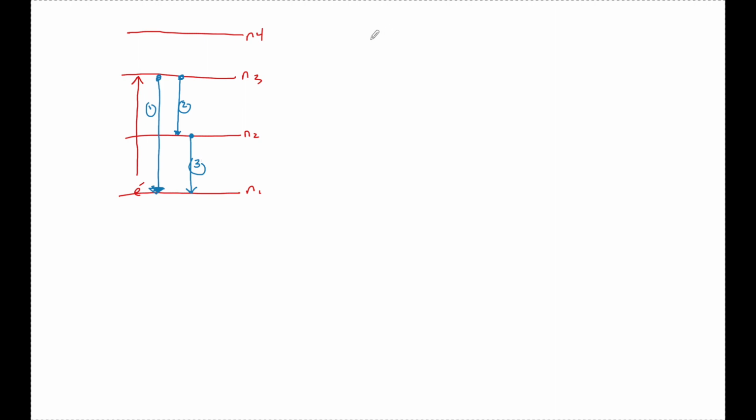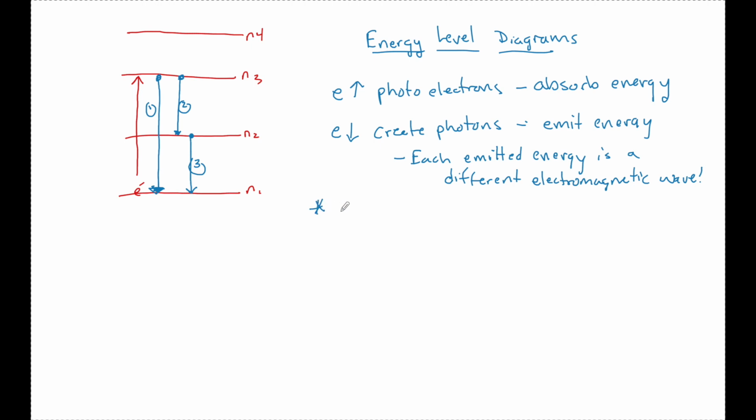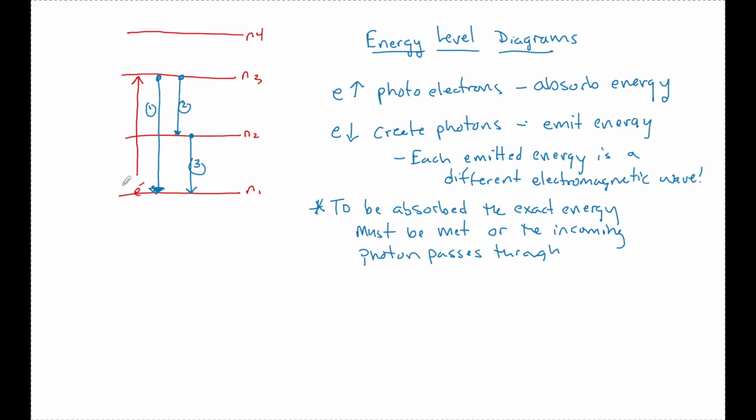So for energy level diagrams, when electrons go up, they are called photoelectrons and they absorb energy. When electrons fall, they create photons, they emit energy, and each emitted energy is a different type of electromagnetic wave. And as a side note, remember, to be absorbed, the exact energy must be met. Or the incoming photon that's trying to excite this electron just passes right through if I can't get an exact energy jump.